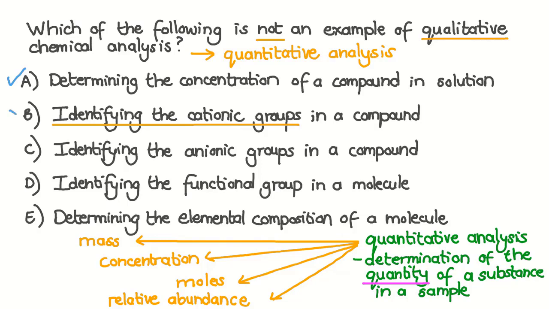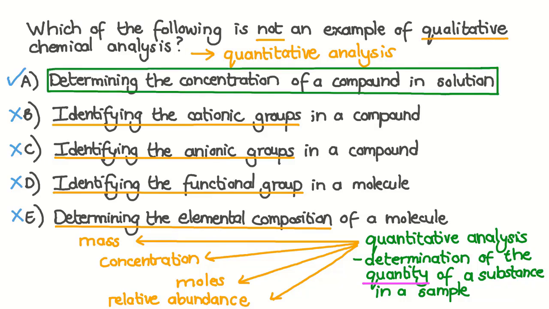Identifying cationic groups is a qualitative analysis. Identifying anionic groups is also a qualitative process. Identifying which functional groups are present is not a measurement of the amount of analyte, and so we can rule this answer option out too. And lastly, determining the elemental composition is all about determining which elements are present and not the amount of each element. Finally, which of the following is not an example of qualitative chemical analysis? The answer is A, determining the concentration of a compound in solution.